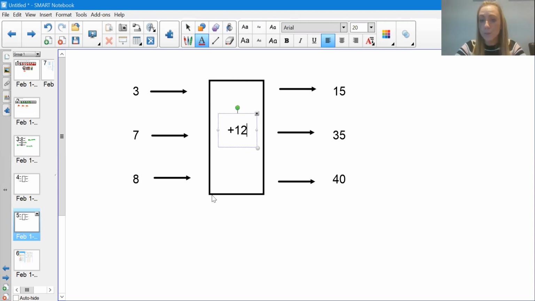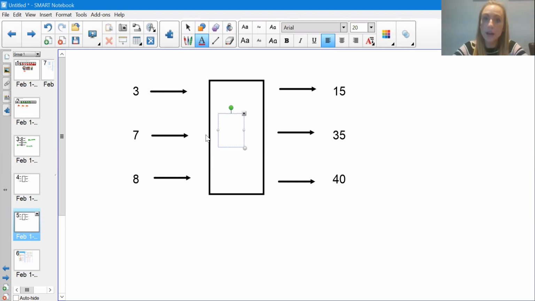Let's see if that rule works for the other sets of numbers. I don't want to make a mistake by just assuming that that is correct. So I've got 7, add 12. Does that make 35? Nope. So that rule cannot be correct. So therefore, it cannot be add. So now I'm going to think about what I can multiply.